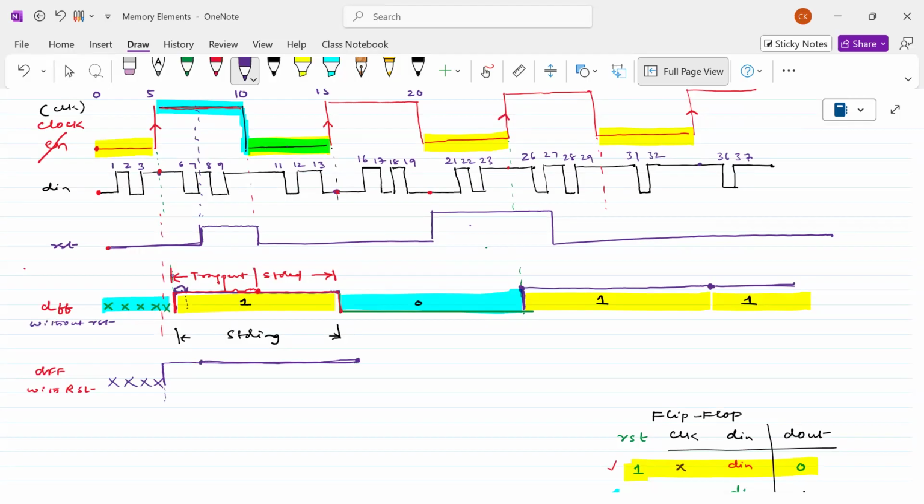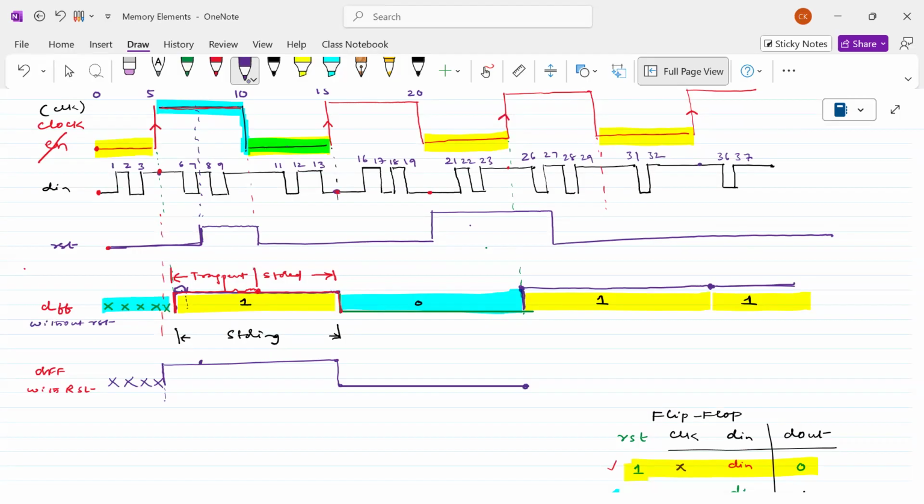Now, what about the next one? There is a positive edge, there is a 0 there. Let's go to the 0 here. This will go 0 here. Now this is available to the next positive edge of the clock. Here also the RST does not have any impact. You look at this one, RST does not have any impact. Now look at this.